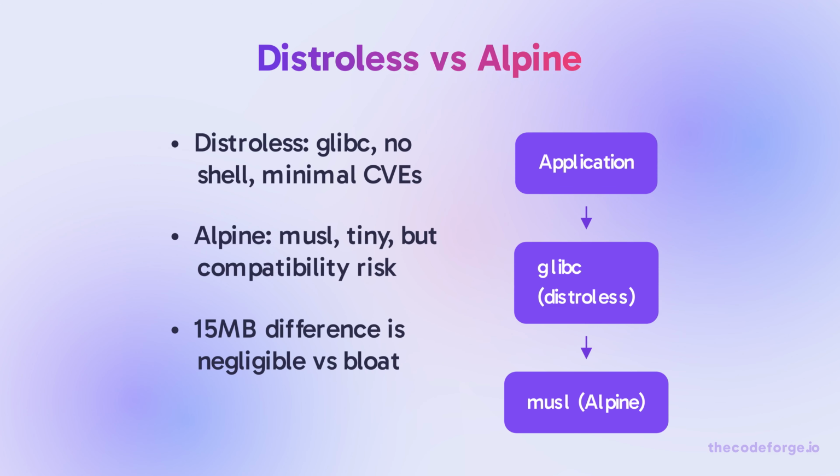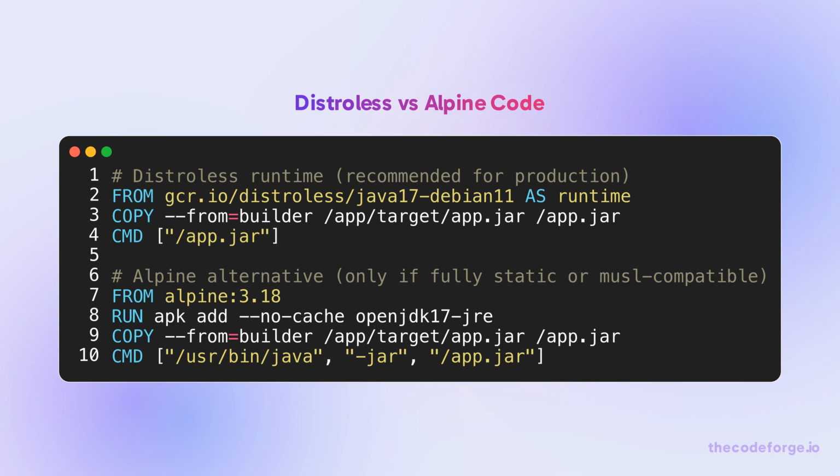Distroless and Alpine differ in libc. For most production apps, Distroless is safer due to glibc compatibility. The size difference is minor. Compare the two. Distroless has no package manager, Alpine has apk. Choose based on your app's libc requirements.